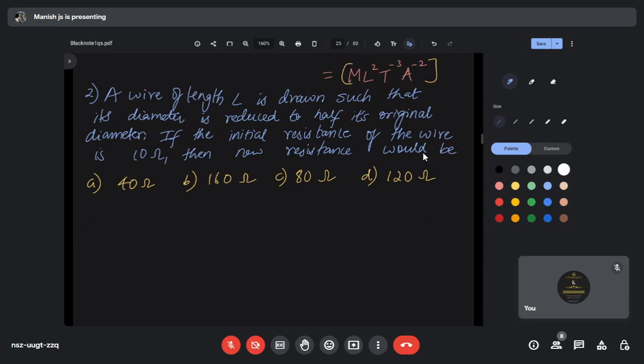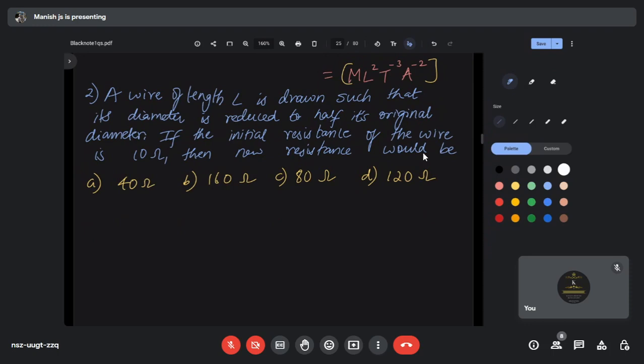So a wire of length L is drawn such that its diameter is reduced to half its original diameter. If the initial value of the resistance of the wire is 10 ohms, then what would be the new resistance? So that is your question. Okay, so here we are using a relationship. Now the wire is the same. We are not changing the material of the wire. So what do you think would be the fundamental formula that we would use to solve this question?